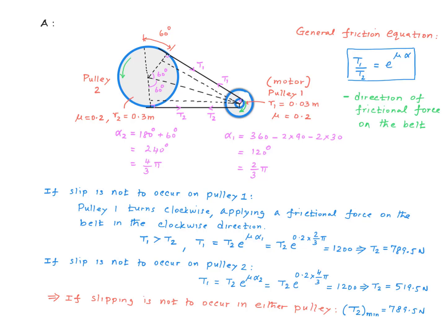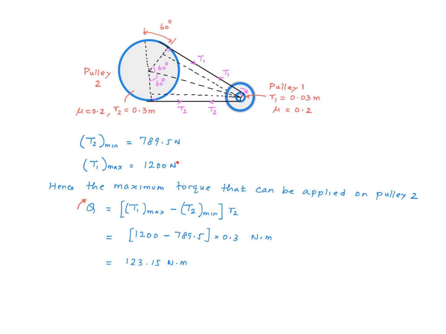So to summarize, to prevent slippage on pulley number 1, T2 should not be less than 789.5 Newton. To prevent slippage on pulley number 2, T2 should not be less than 519.5. And therefore, to prevent slippage on either pulley, T2 should not be less than 789.5 Newton. So this is the minimum value of T2. Summarizing these values one more time, the minimum value of T2 is 789.5 Newton.